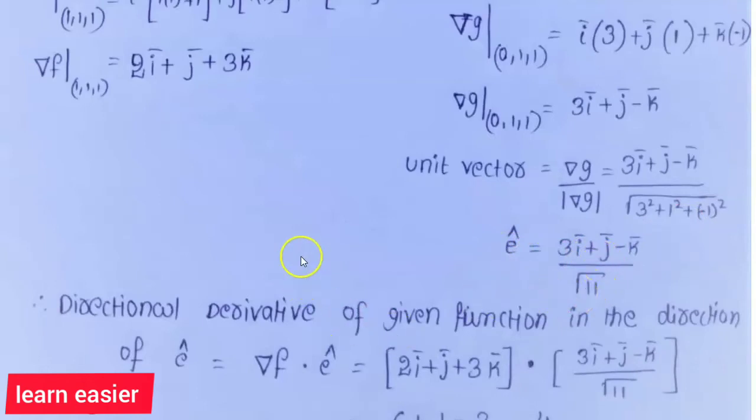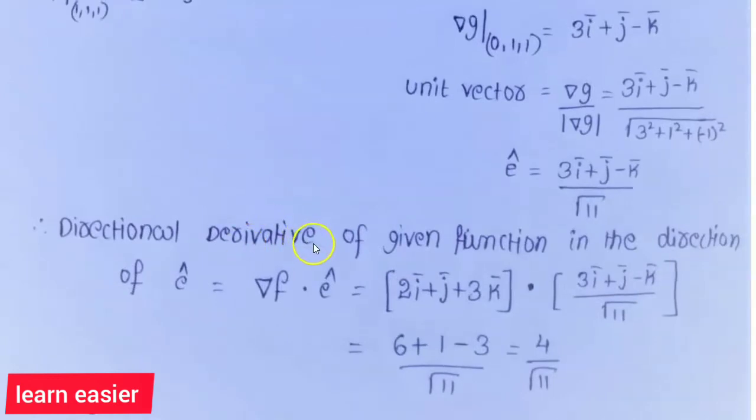So we have to find out the directional derivative of the given function f in the direction of the function g, that is e cap. So the directional derivative is del f dot e cap. So del f is 2i bar plus j bar plus 3k bar, dot e cap, which is 3i bar plus j bar minus k bar by root 11.